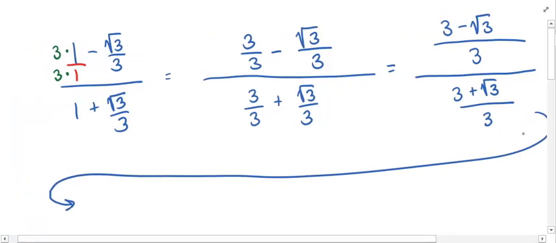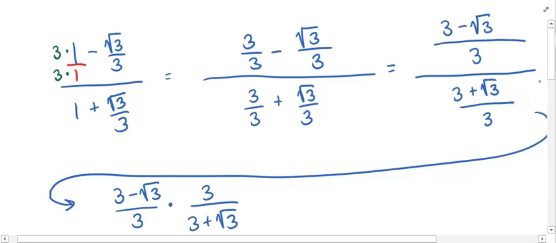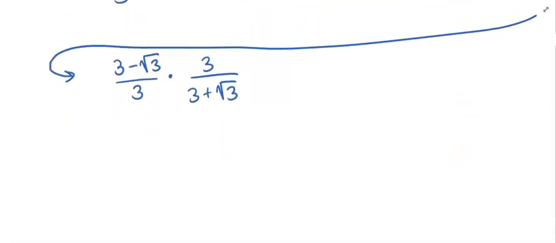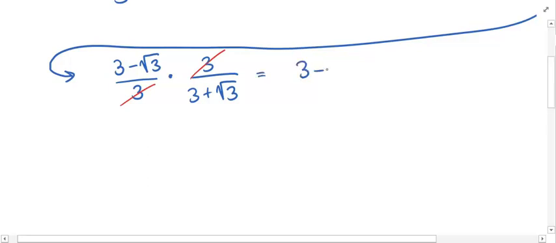Simplifying sometimes is the worst part. Okay, so I'm going to write down (3 minus the square root of 3) over 3. Change division to multiplication, flip the bottom fraction. Okay, the 3's are going to cancel because you have one in the top and one in the bottom. This is going to leave us with (3 minus the square root of 3) over (3 plus the square root of 3). And boo-hoo, we're still not done because we have a radical in the bottom. So we have to rationalize the denominator.